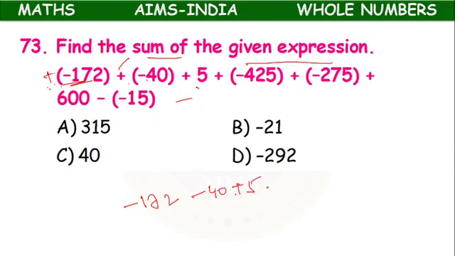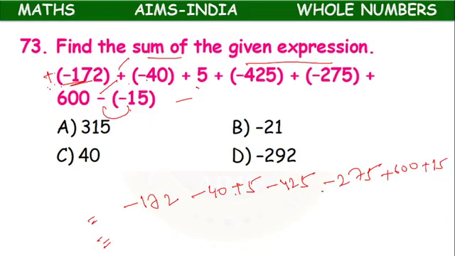Plus 5. We can remove plus. Value does not change. We can remove plus. Value does not change. Plus 600. Minus is there, means the symbol will change. Minus into minus, plus 15. So this is the simplification.